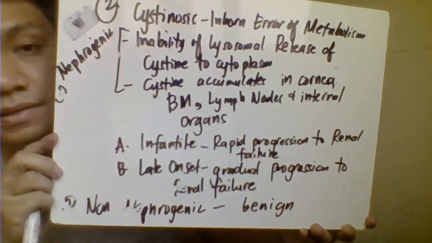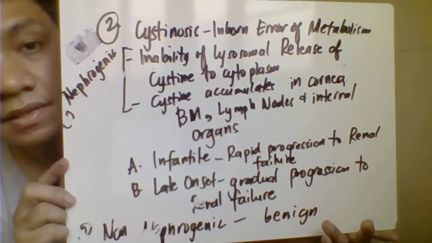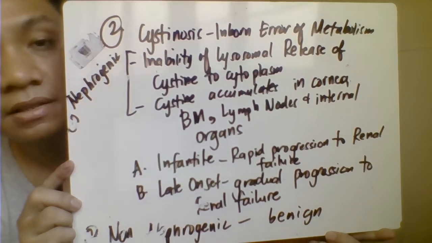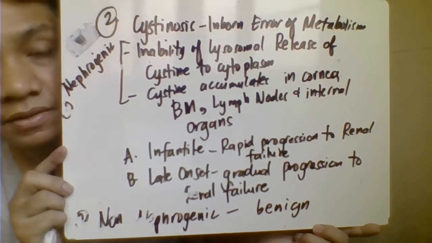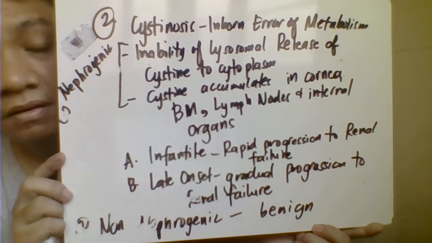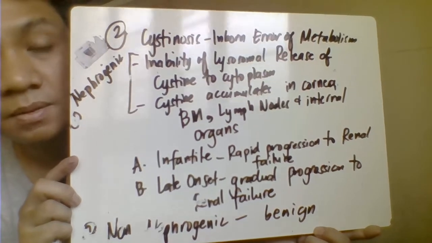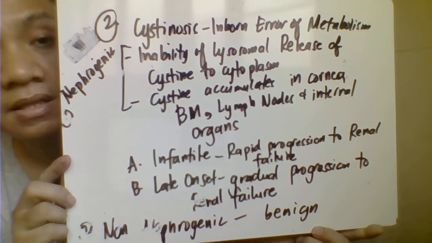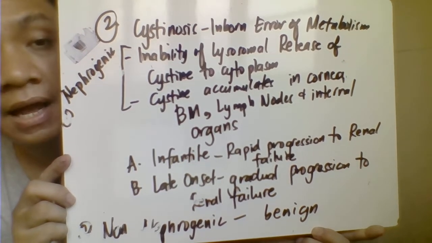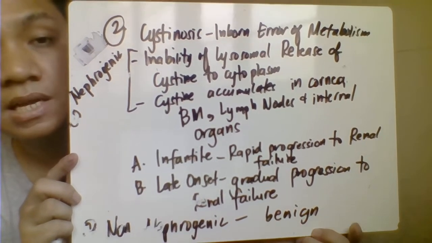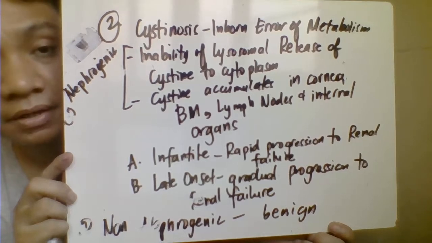Okay, another cystine disorder we have here is your cystinosis. We classify cystinosis as a true inborn error of metabolism, classifying that one as either nephrogenic or non-nephrogenic. So the defect in cystinosis is the lysosomal release of the cysteine. It is not released to the cytoplasm of your cell and therefore it just accumulates there. Once it accumulates, it could accumulate in the different organs of your body, including your cornea, your lymph nodes, your bone marrow, and even internal organs, and cause kidney damage in the form of renal failure.